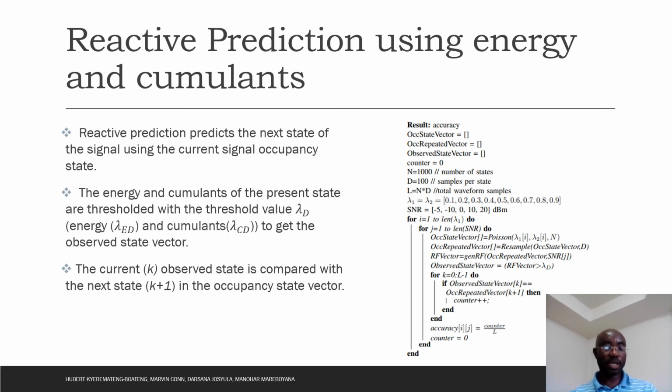Reactive prediction using energy and cumulant. Reactive prediction predicts the next state of the signal using the current signal occupancy state. The energy and cumulant of the present state are thresholded with the threshold value lambda D, which for energy is lambda ED and for cumulant is lambda CD, to get the observed state vector. The current state K is compared with the next state K plus 1 in the occupancy state vector.